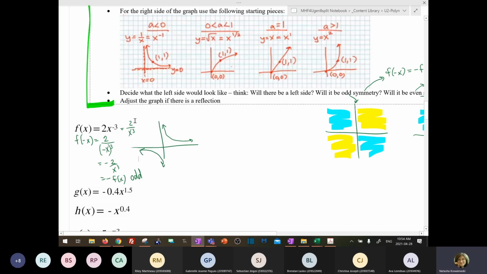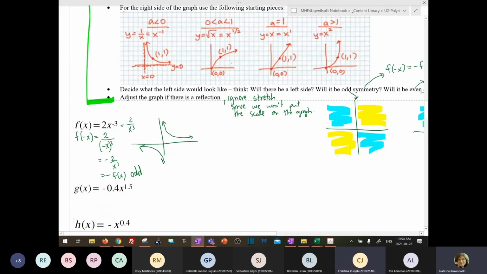And then we can say that this 2 is just a vertical stretch. Because I don't have a scale, we don't have to worry about the stretch. So step 3 here is to adjust the graph only if there are reflections. We can ignore stretches since we won't put the scale on the graph, so we can't really tell whether something is stretched or not. Okay, so Christina, let's do another one, okay? Do the next one.